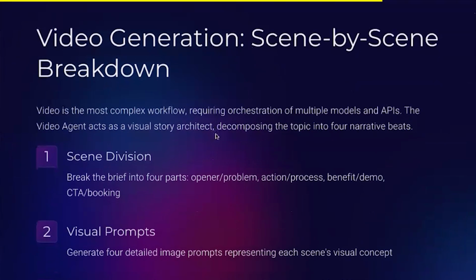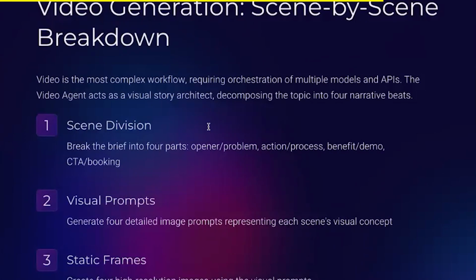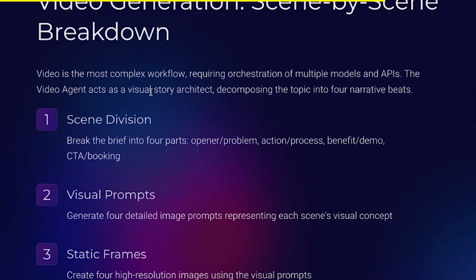With video generation, scene by scene, again, there are 6 main steps in the video generation agent, which acts as a story architect, decomposing the topic into 4 narrative beats, right? So the first one is the scene division. It breaks the brief into 4 parts: opener, problem, action, process, benefits, demo, and then a call to action or booking. Then the visual prompts, which again generates 4 detailed images.